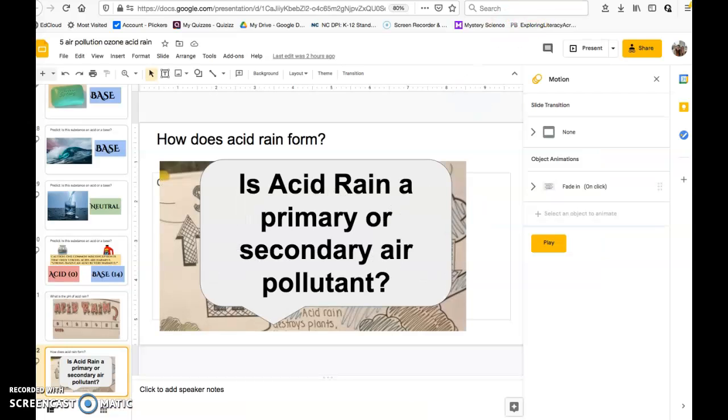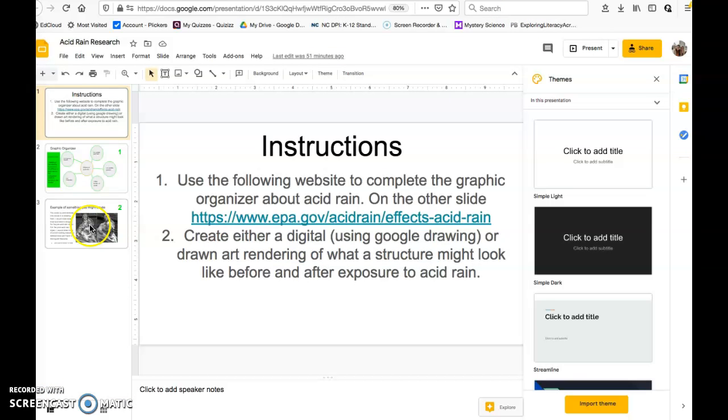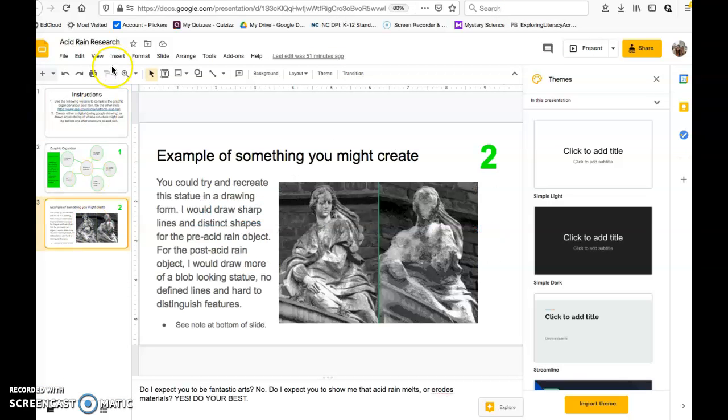Fantastic, and as promised, I will show you what a structure might look like, and this is one of your assignments later, but this is a structure that was impacted by the acid rain. So you can see the wonderful sculpture of the lady here. You can see all of her hair, you can see the folds of her clothing. We've got nice sharp lines. But after a while with the acid rain, it starts to destroy the sharp lines.